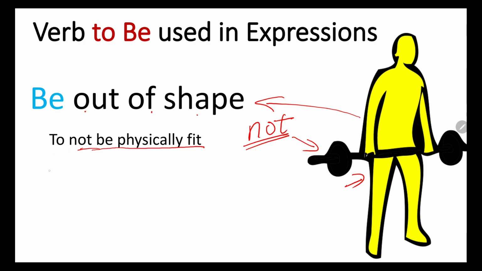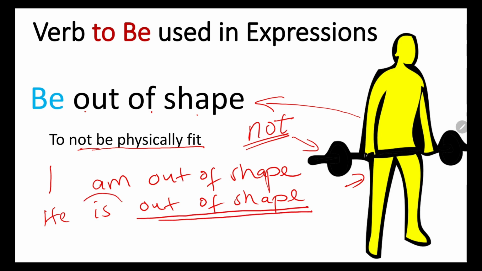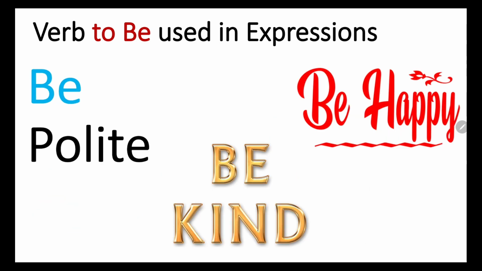So it means to not be physically fit. So how do you use it in a sentence? I am out of shape. Okay? He is out of shape. Remember, out of shape does not change in the sentence. The verb will change depending on the pronoun.